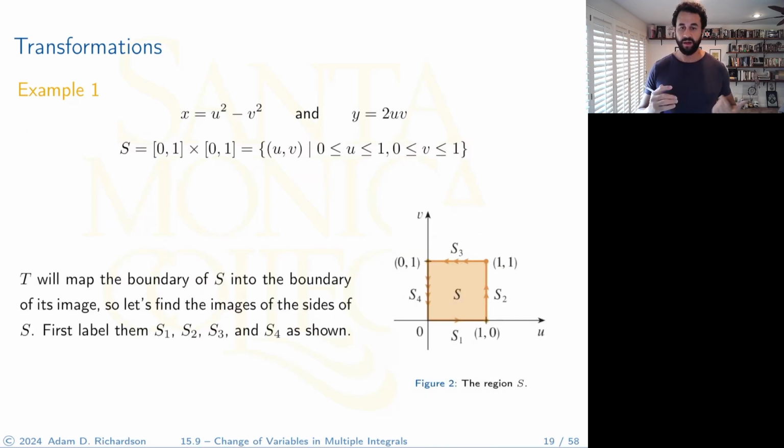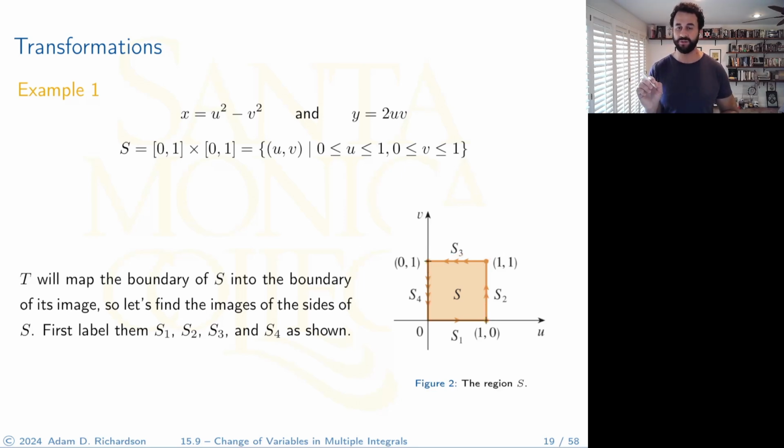So here we go. Now, because of that theorem, theorem number 3, I think, because T is continuous, it's going to map the boundary of the unit square into the boundary of the new region. So that's what we're going to look at. We're going to look at the boundary and see where the boundary goes. And then the inside is going to go to the inside. So how do we do this? Well, first we're going to label them like so: S1, S2, S3, S4. And we're going to do this piecewise.